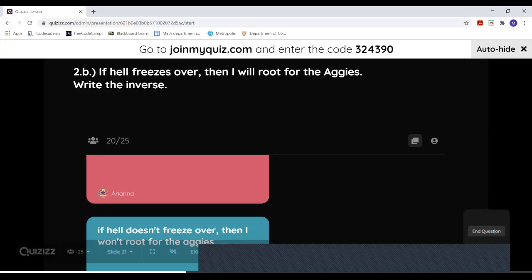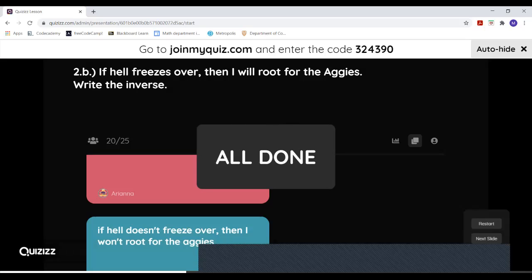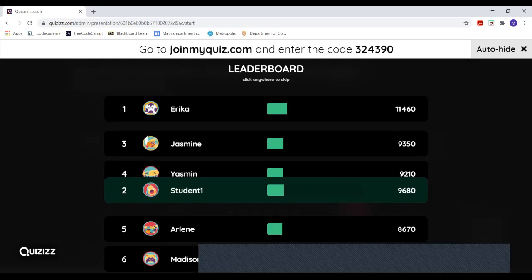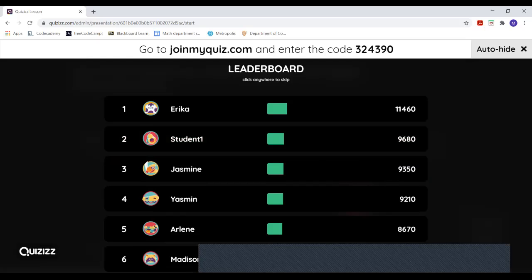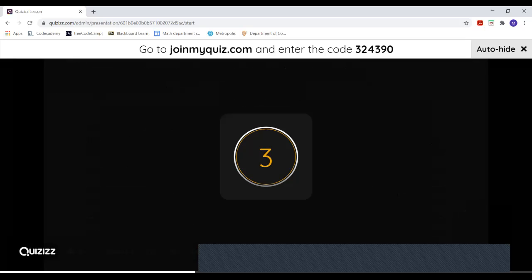Any questions about how to write the converse and the inverse? Just as a reminder, the converse and the inverse are logically equivalent. They are saying the same thing. So if I root for the Aggies, then hell freezes over is the same thing as saying if hell does not freeze over, then I will not root for the Aggies. And then the original statement and the contrapositive, which we're about to write next, are logically equivalent.